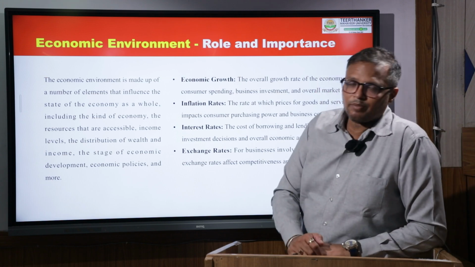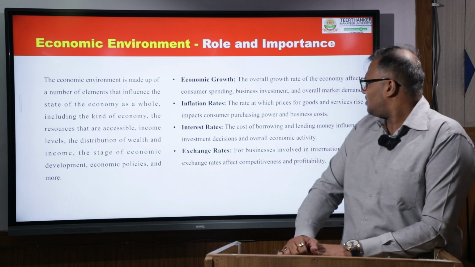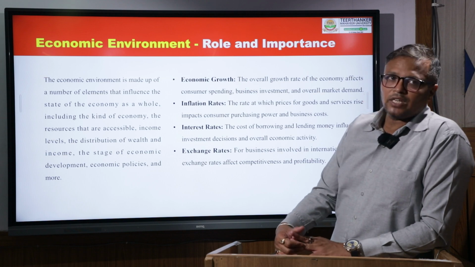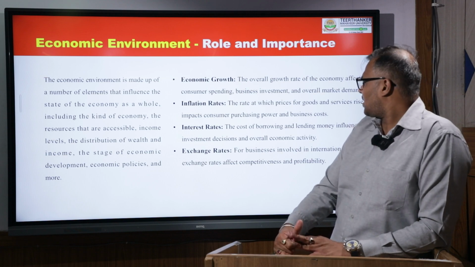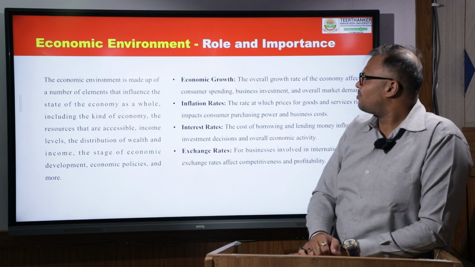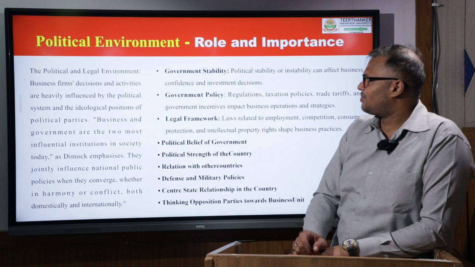The fourth one represents the exchange rate. Exchange rate is nothing but it represents the businesses which are involved in international trade, where the rate of change in the exchanges impacts their competitiveness and profitability a lot. And there are many more factors which impact the business environment because of the economic environment.